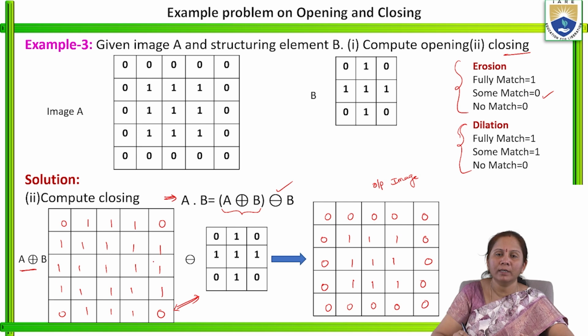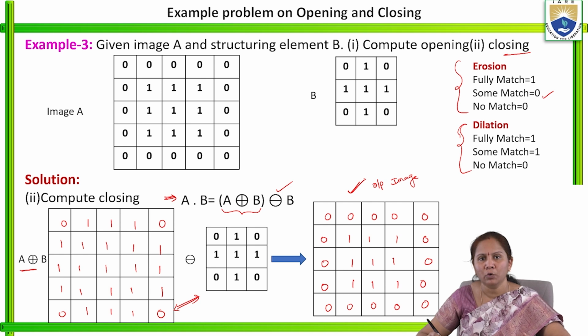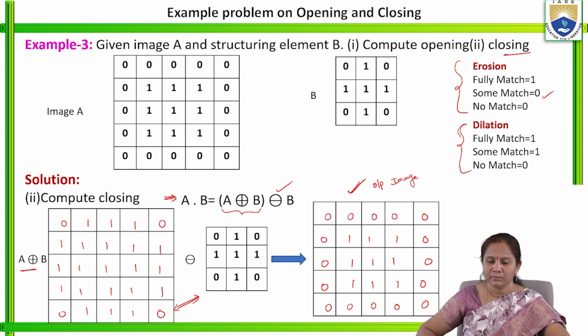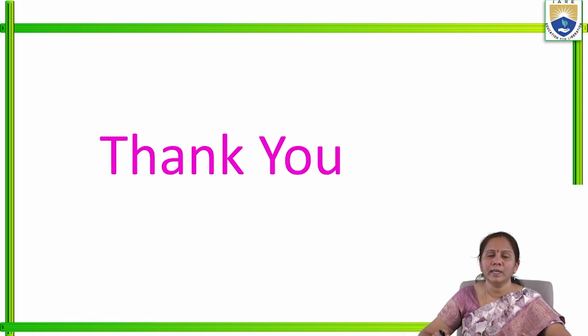So here you clearly apply erosion and dilation rules and check with this output. So these are some of the example problems related to these morphological operations.